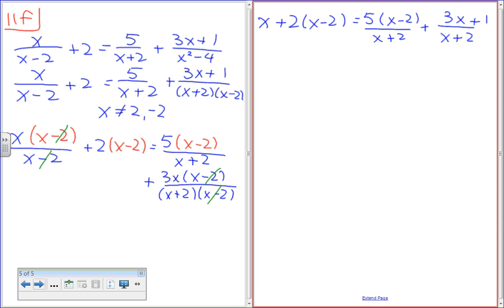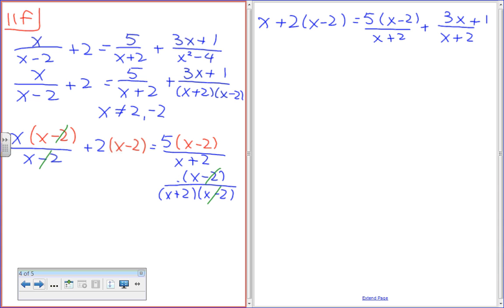Just can't print, that's all. Good save, thank you very much. Okay, we're good?